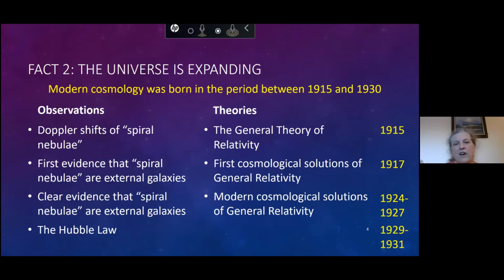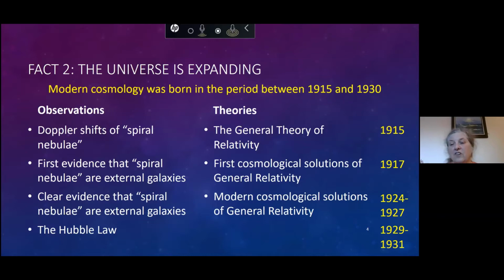The second of Malcolm's facts was that the universe is expanding. And this is a fact which is approaching its centenary. Modern cosmology was born in the decade and a half between 1915 and 1930, both observationally and theoretically. On the observational side, in 1915, Vesto Slipher, the head of the Flagstaff Observatory, where Pluto would later be discovered, measured the Doppler shifts of so-called spiral nebulae and found that the majority of them had red shifts, that is to say they were moving away from us.